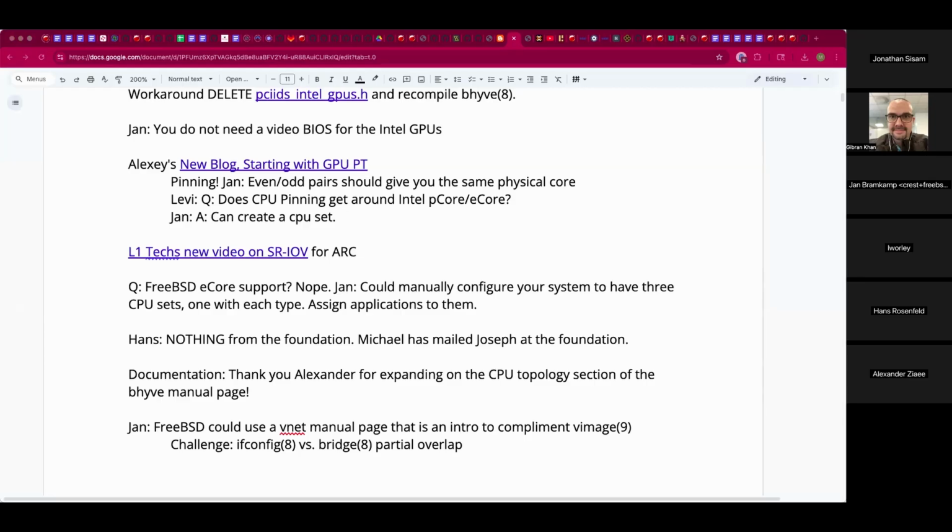So there is some. It's not that there's nothing. And if you put the handbook and the two man pages together, you can actually learn how to use it.